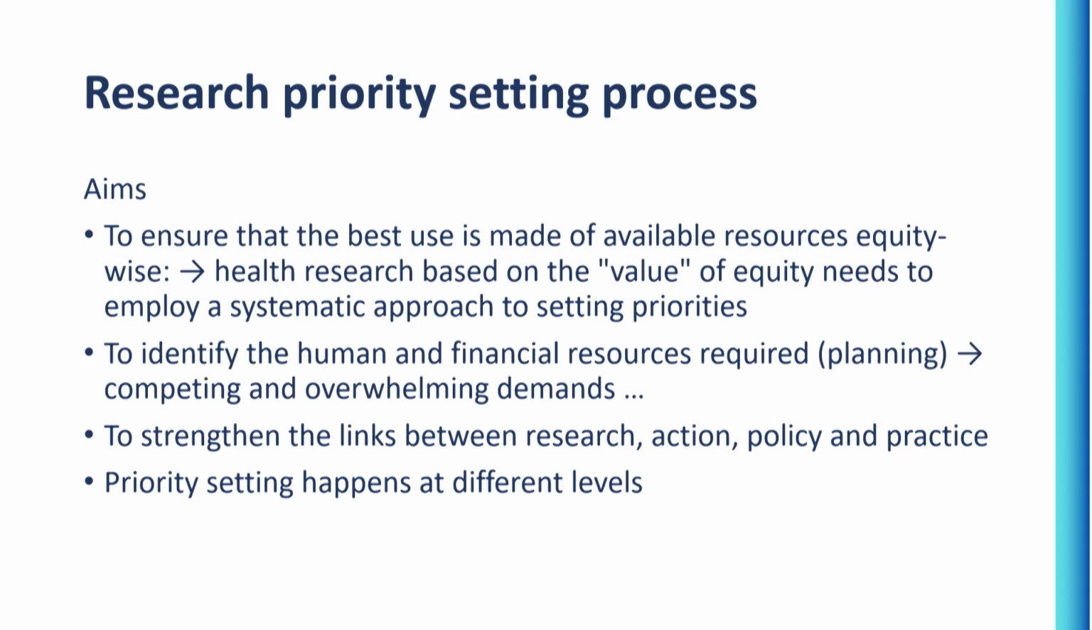Okay, so the research priority setting process, which I'm going to describe a little bit, is really to ensure that the best use is made of available resources from an equity point of view. Health research is based on this idea of the value of equity, and therefore you need to employ a really systematic approach to setting priorities, because health is considered a public commodity. It's a public good, and therefore the decisions about where I allocate funding for health research need to be taken in a fair and just manner.